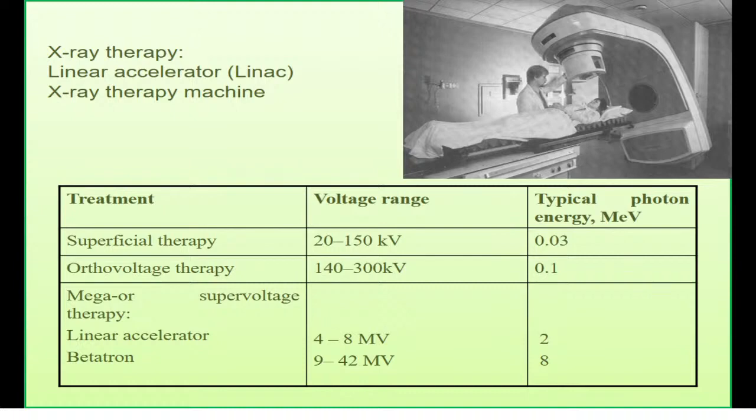X-ray therapy requires much more energetic X-radiation photons, and you can see the kinds of therapy and typical photon energies that are required for these kinds of treatments. And you can see the voltage range for acceleration of the electrons.